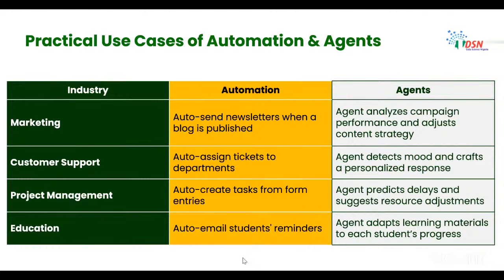For customer support, an automation agent is able to, for instance, assign tickets to the department. But if you go a little bit further to set up agents, it can detect moods and craft personalized responses. That is what agents are able to do.